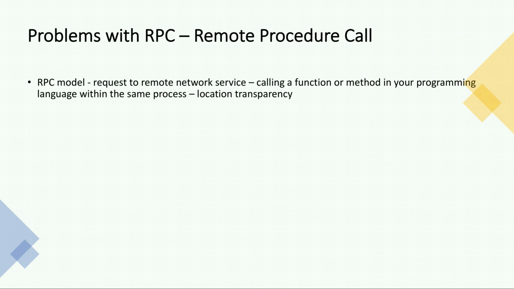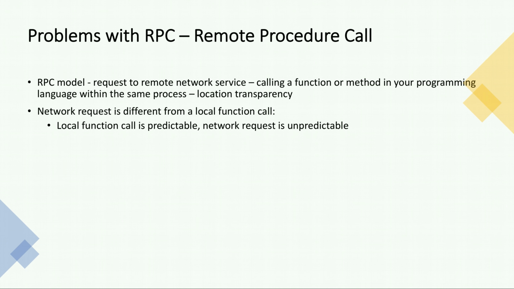Although RPC seems convenient at first, this approach is fundamentally flawed because a network request is different from a local function call. A local function call is predictable, whereas a network request is totally unpredictable because the request or the response may be lost due to a network problem, or the remote machine may be slow or unavailable. Such problems are entirely outside of our control.